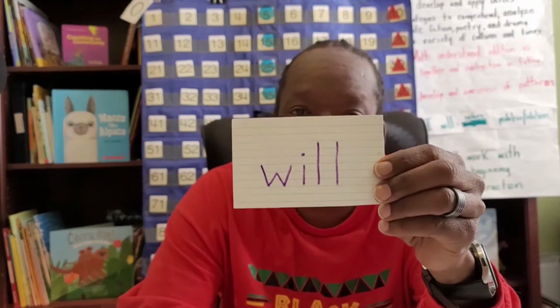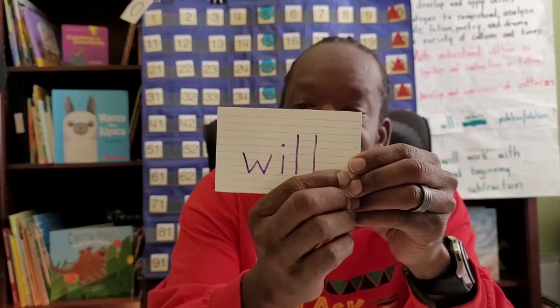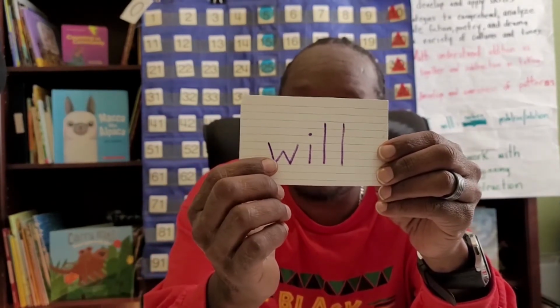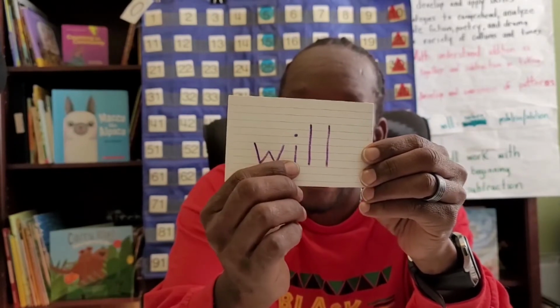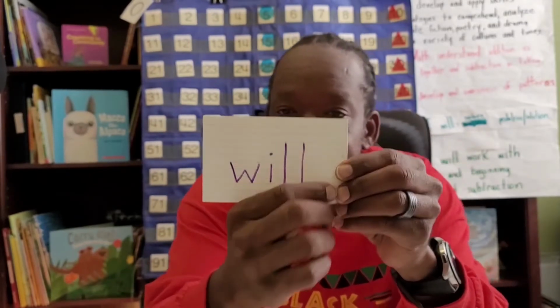All right, boys and girls. What we're going to do is go over our words real quick, and then it is going to be time for us to go. We're going to read our sight words. Are you ready? What word is this? Will. Let's spell will. W-I-L-L. Will. Will you be nice to me?